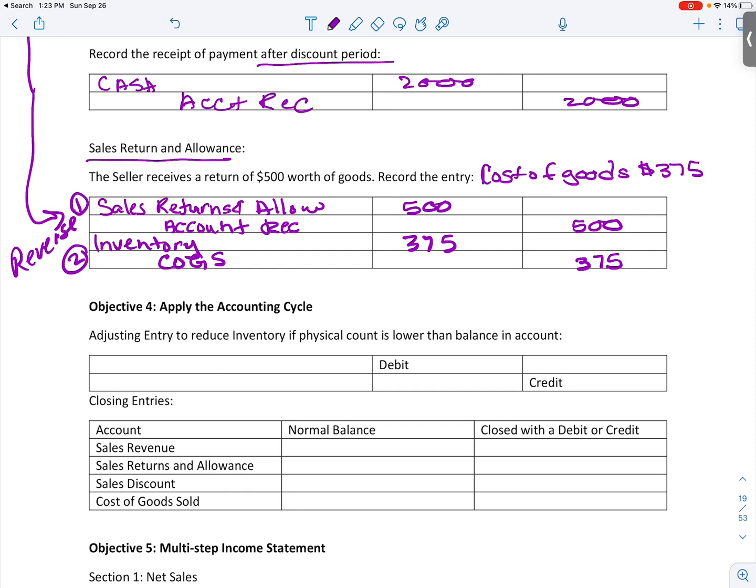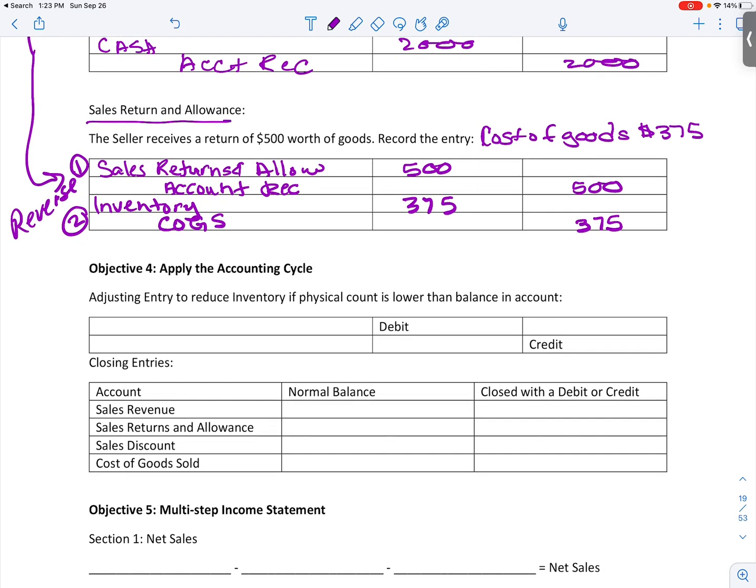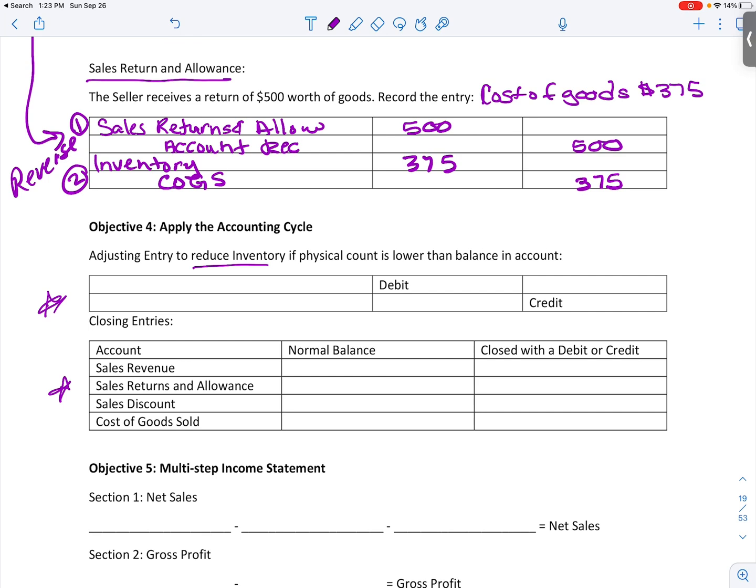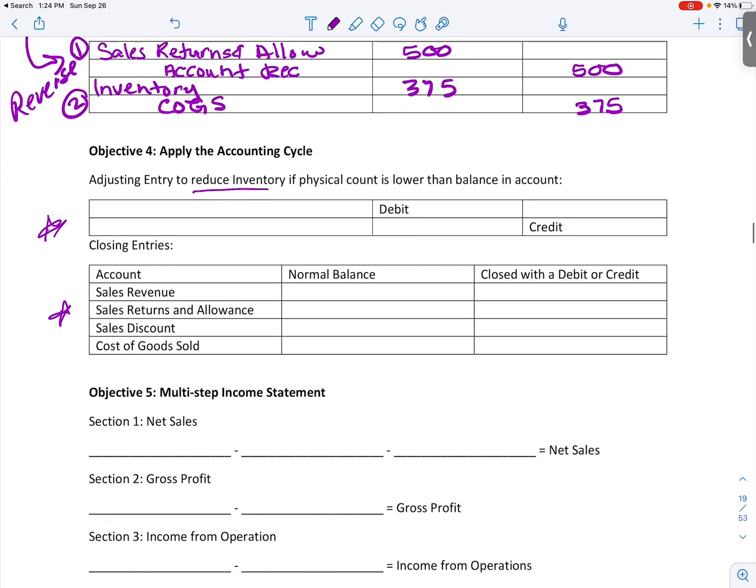Just a couple other things when we're talking about inventory, things happen. If they reduce the inventory, at the end of the year you go and you count it and it's not all there, you have to make those adjustments. So make sure you look that up, and just as a review, fill in these closing entries, because remember, sales revenue, sales returns and allowances, and sales discount are all revenue accounts, which would have to be closed, as well as the expense account, cost of goods sold. So what is their normal balance and what would they be closed with? So you're familiar with that.